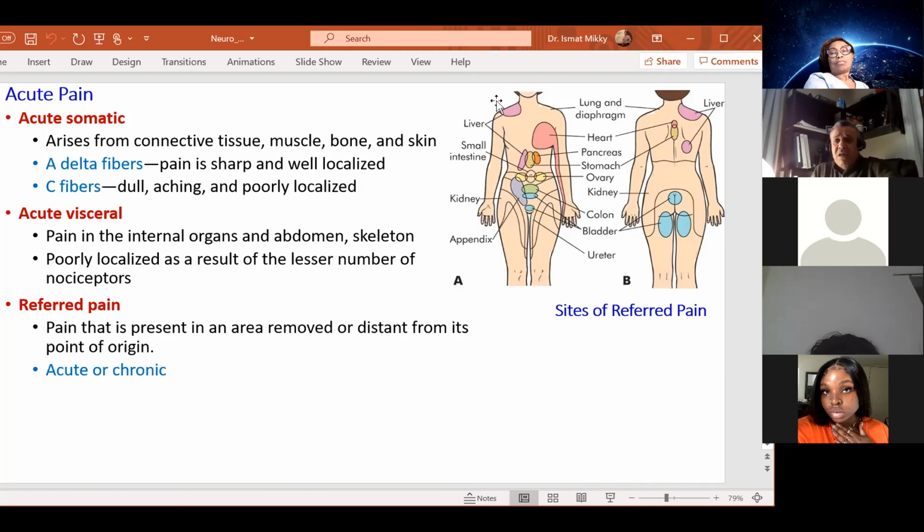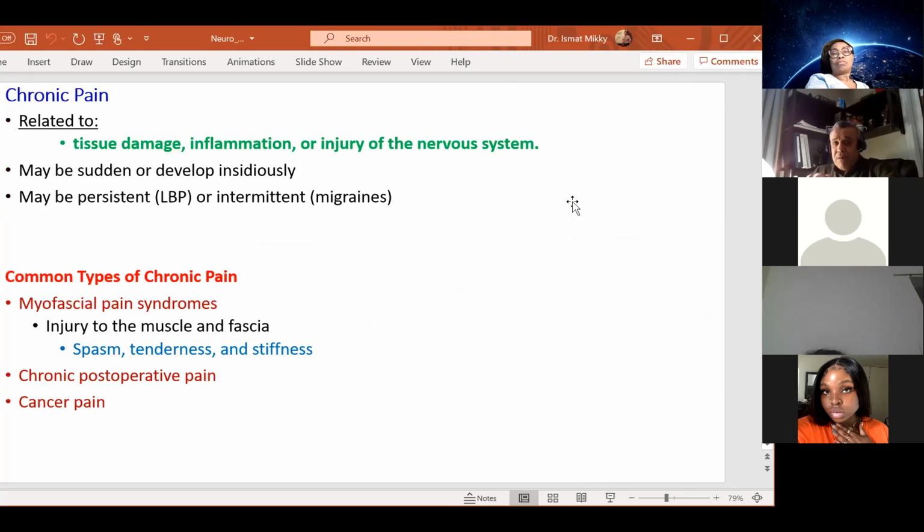Same thing with acute myocardial infarction, acute MI, right? Patients with acute MI will feel, and you have it here, numbness and pain mostly in the left arm. And that's also a referred pain. There are other examples of referred pain, but that's the pathophysiology behind referred pain.